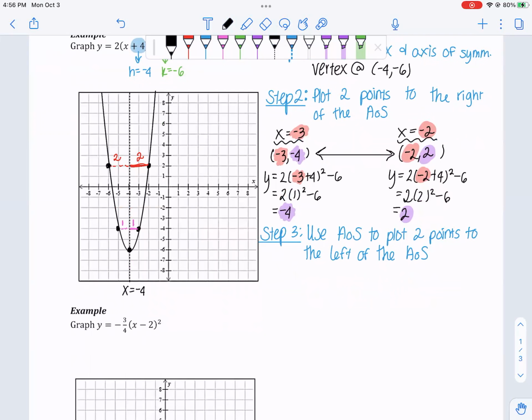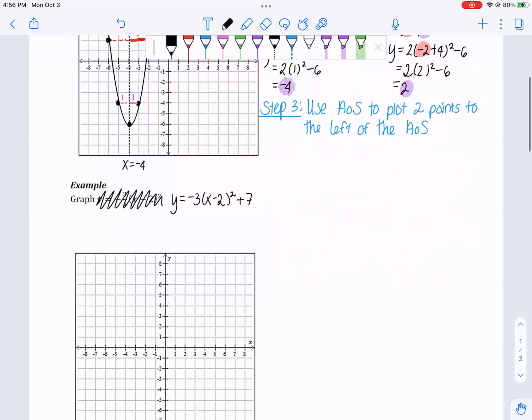Let's do it again. I changed this in the future and I didn't change it here. Erase this. Make this into y equals -3 times (x minus 2) quantity squared plus 7. Change it on your notes. We're doing that instead. It's the same steps though.